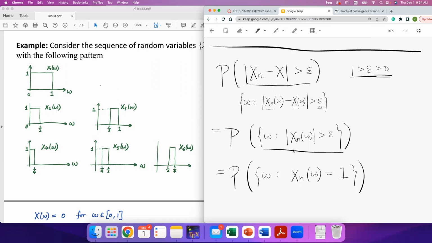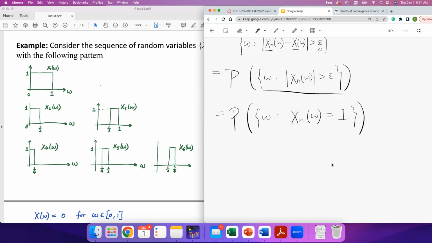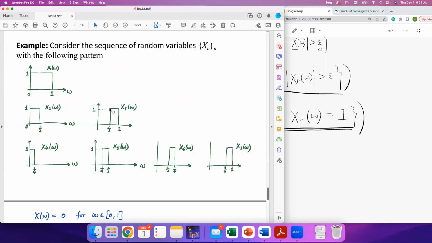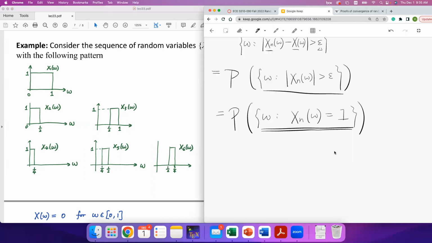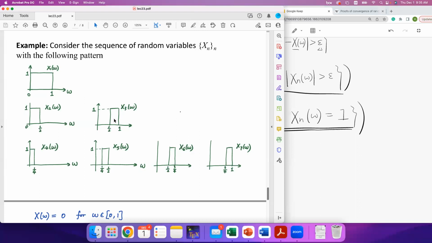So this event reduces to the set of outcomes where the nth random variable takes value 1. Which is basically the support set of the nth random variable, right? For x3, it is basically this interval. For x7, it is this interval, a small interval, right? And then we can see that this support set is shrinking. We just mentioned that it follows this pattern, such a support set is shrinking as n goes to infinity.